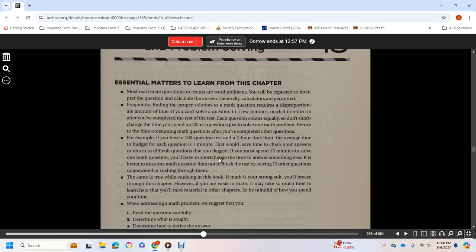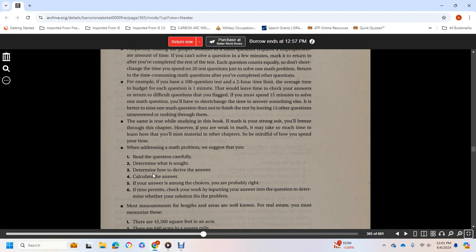For example, if you have a 100-question test and a 2-hour time limit, the average time budget for each question is 1 minute. That would leave time to check your answers and return to difficult questions that you flagged. If you spend 15 minutes to solve one math question, you're shortchanging your time to answer something else. It's better to miss one math question than not finish the test, leaving 15 other questions unanswered or rushing through them.